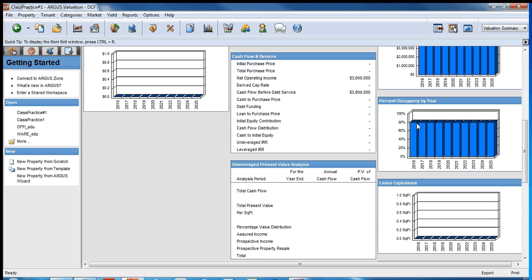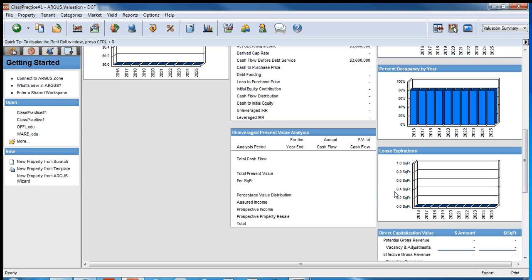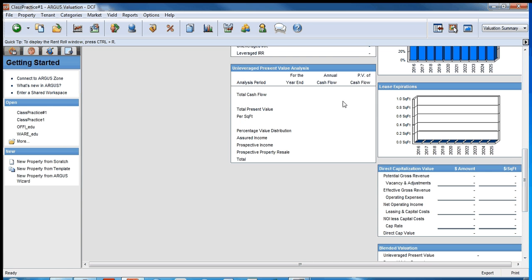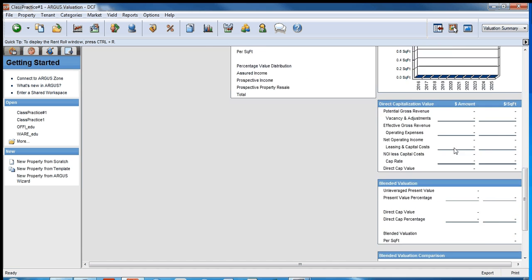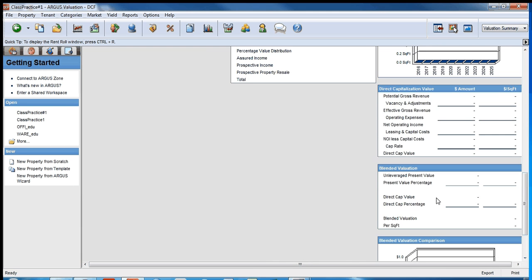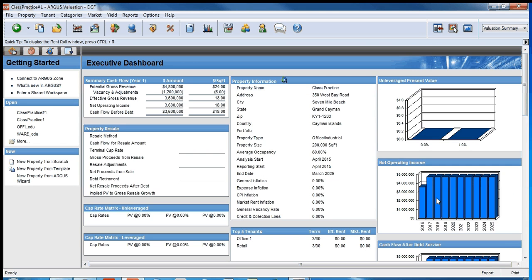Percent occupancy by year, we have constant 80% over the course of the property. We have 15 years of lease in place, so there are no lease expirations. We have no leverage. So basically what you're seeing here is a lot of things that we will go through and define at a later time, but we are just exploring how we begin to build a model in this program.